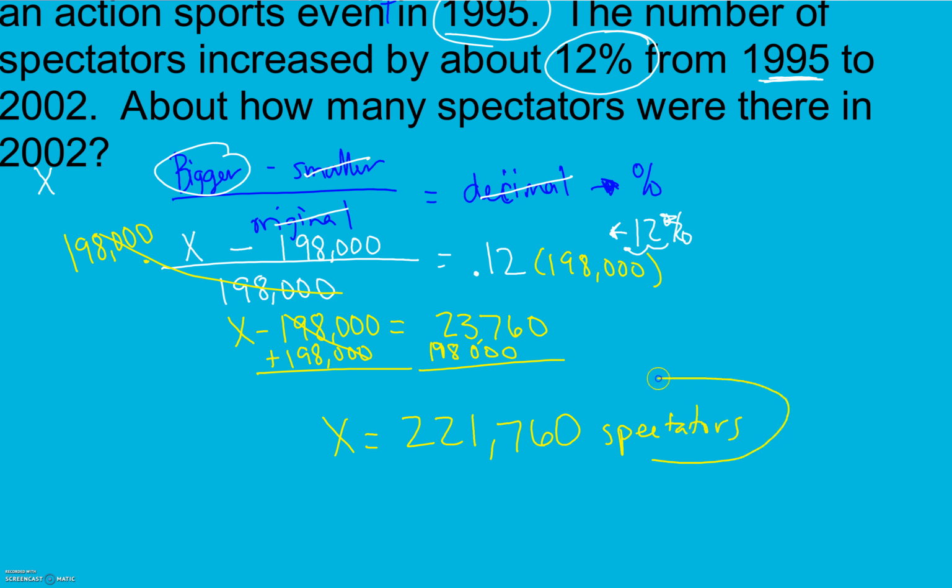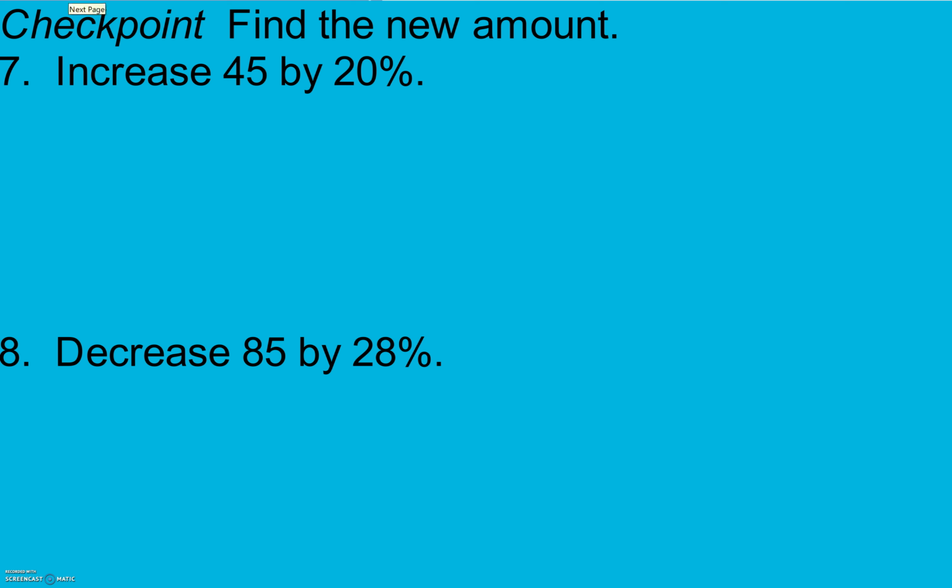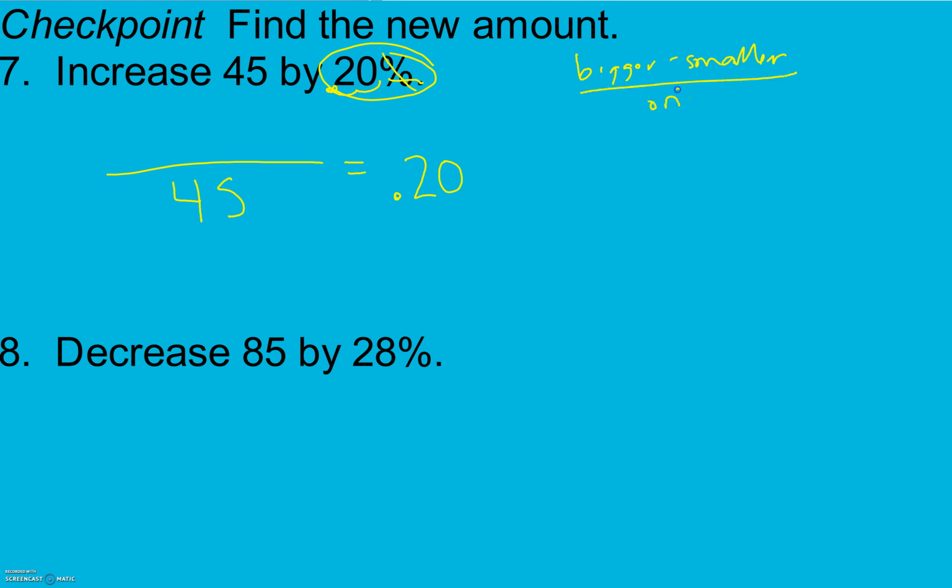So we're just undoing the steps that we take when we find the percent change to find the other amount. Here, we're going to find the new amount. So we increase 45, so 45 is where we begin, by 20%. So that 20%, I'm going to get rid of my percent sign, move it 2 places, and get 0.20. Because remember, we took bigger minus smaller divided by the original, and that gave us our decimal that we switched to a percent. So now we're going to switch our percent to a decimal and fill in what we need.